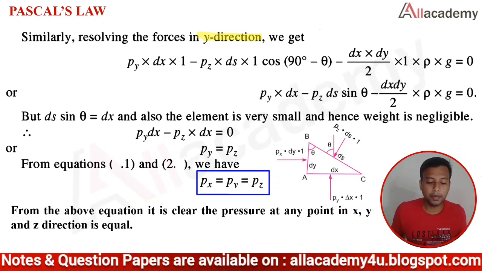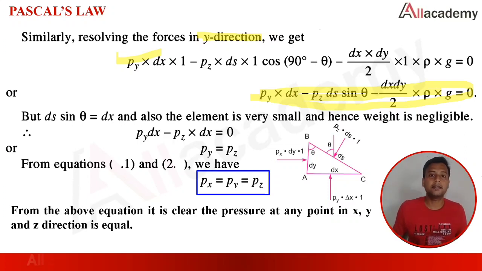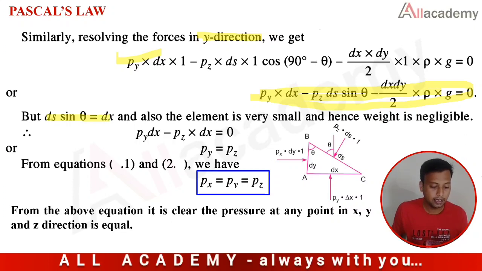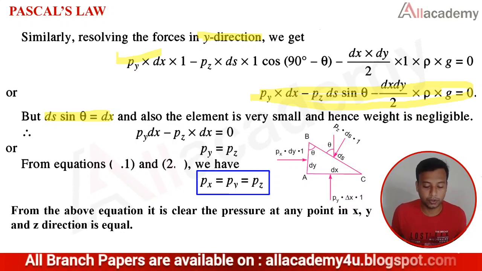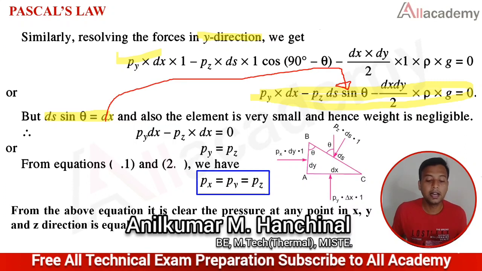Next, after simplifying this equation, I'll get Py dx minus Pz ds sin theta minus dx dy divided by 2 into rho into g will be equal to 0. Now from this figure I can get ds sin theta, which will be equal to dx. So I can replace this ds into sin theta with dx.